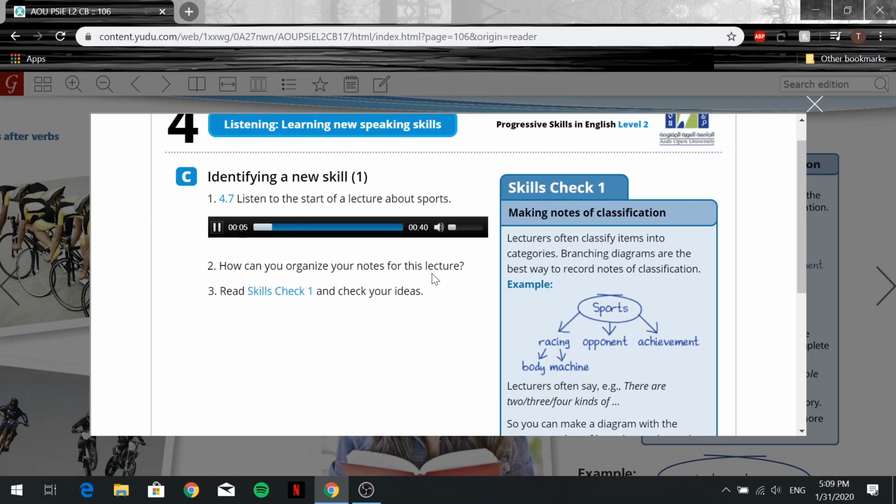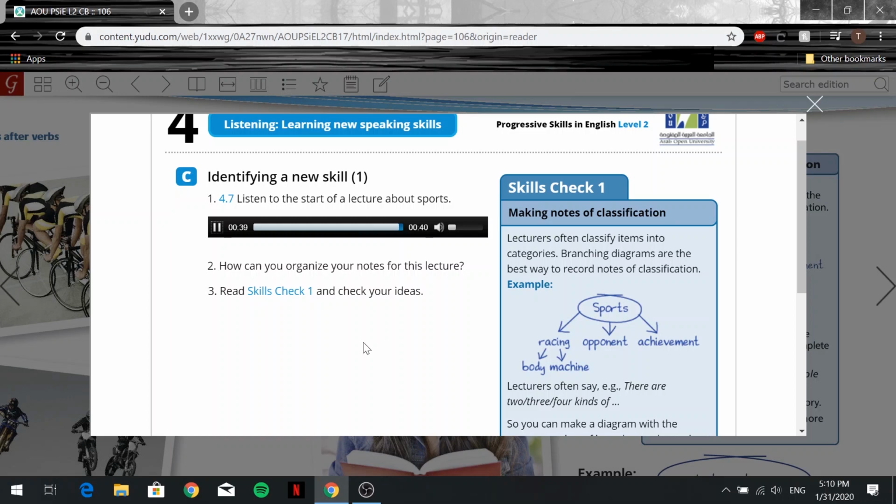I'm going to talk to you today about sports. I'm going to start by classifying sports into 3 categories. The first group consists of racing sports. Racing, of course, means trying to go faster than another person. The second group is opponent sports. An opponent is someone you play against. Finally, there are achievement sports. Achievement means reaching a certain level, a good level.